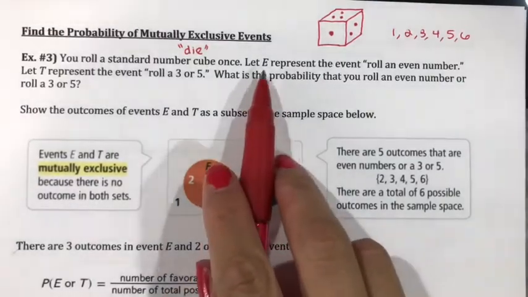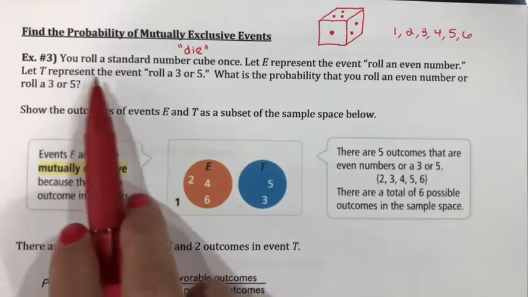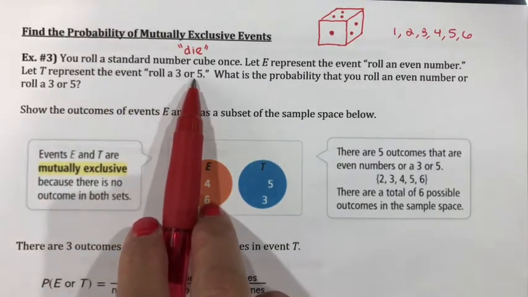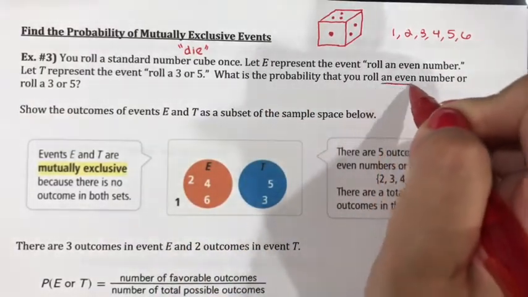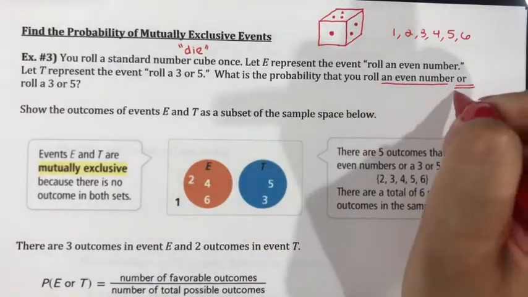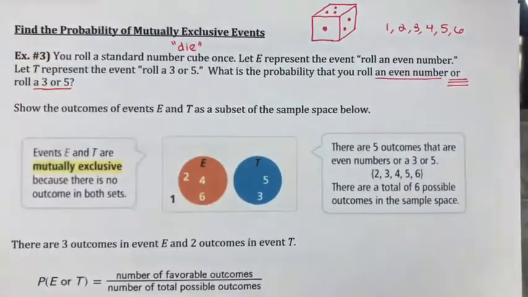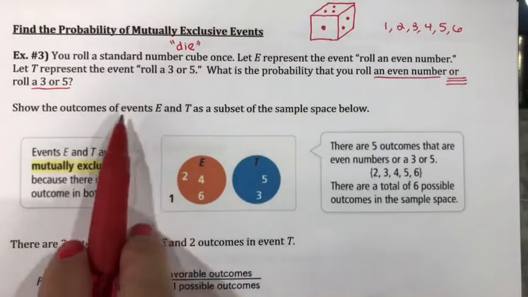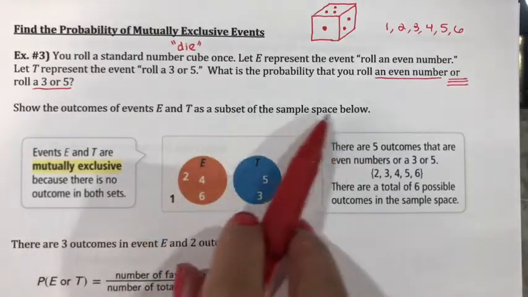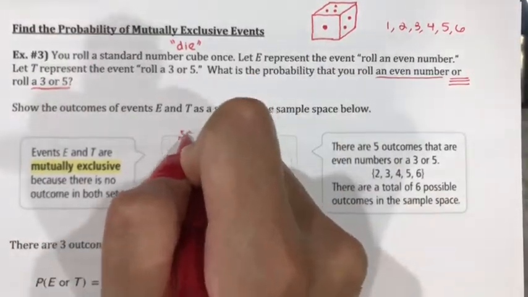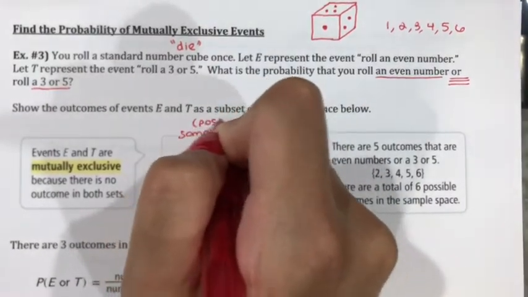Okay, so let E represent the event, roll an even number. Let T represent the event, roll a 3 or a 5. What is the probability that you roll an even number, or, that's a really important word, or you roll a 3 or a 5? Okay, so what we're going to do first is show the outcomes of events E and T as a subset of the sample space below. So we call this the sample space, aka the possible outcomes.